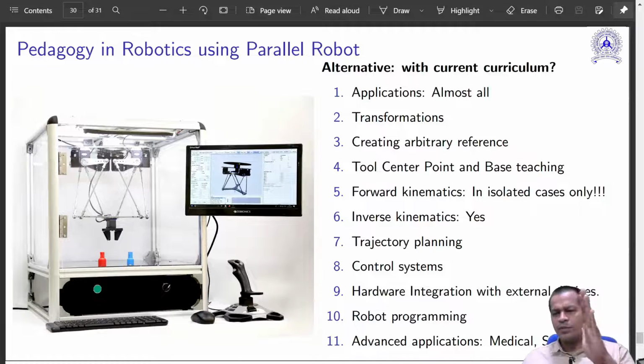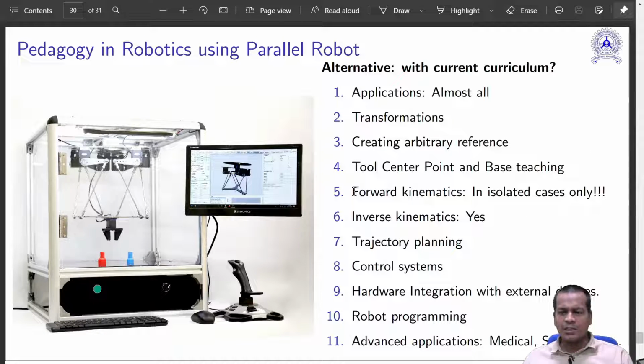You can have different orientations of the plane workspace where you want to go, where you are operating. So that orientation can also be known with respect to the robot base. So these things can easily be done, which you have been doing with a standard industrial robot.